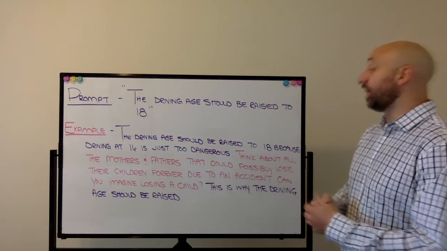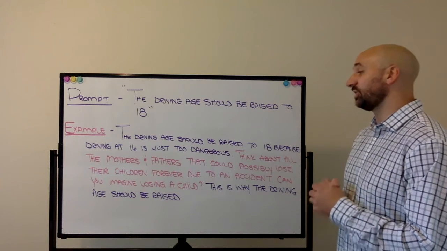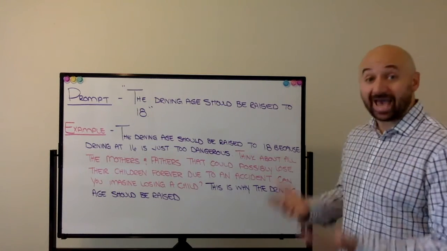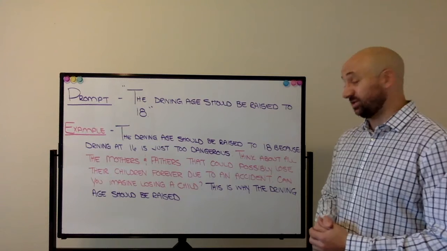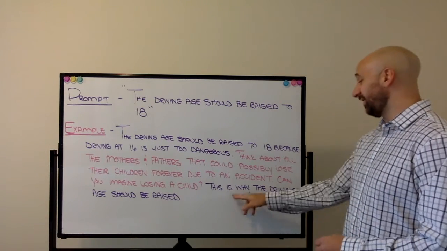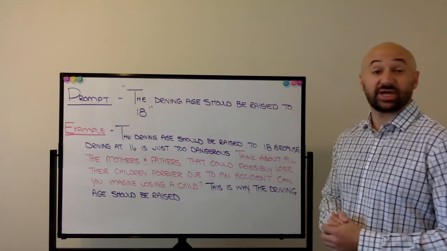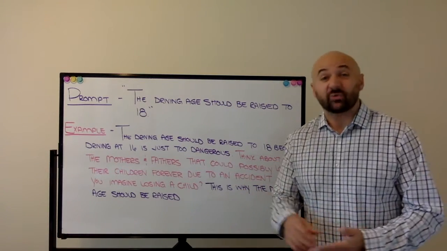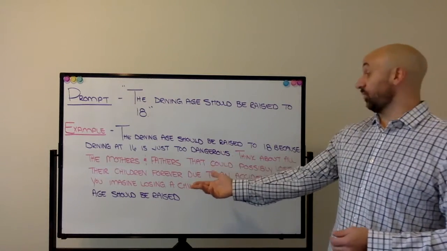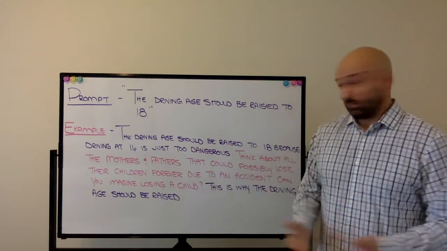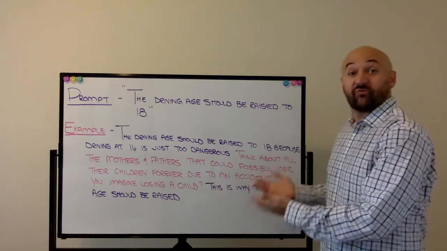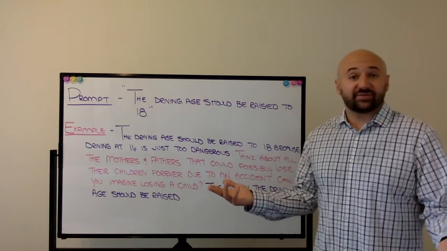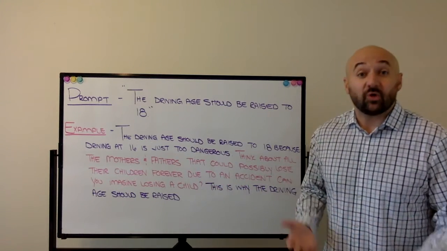Think about all the mothers and fathers that could possibly lose their children forever due to an accident. Can you imagine losing a child? This is why the driving age should be raised. Now notice, we don't give any factual information here at all. We don't talk about the amount of people who have accidents at age 16. Could be a lot, could be a little. We don't know. We gave no factual evidence. It could be less than older people driving around at 75 or 70. We gave no factual evidence.